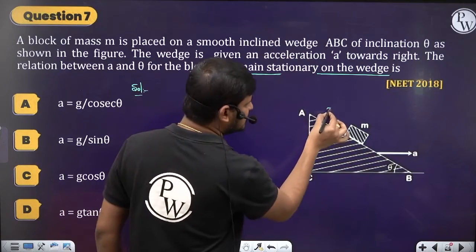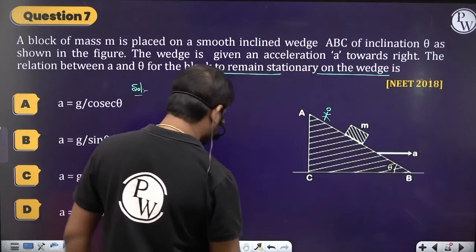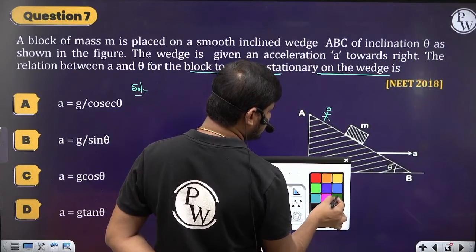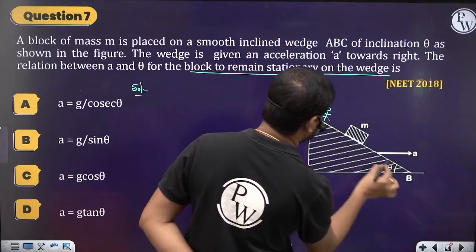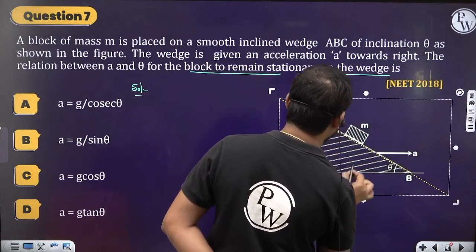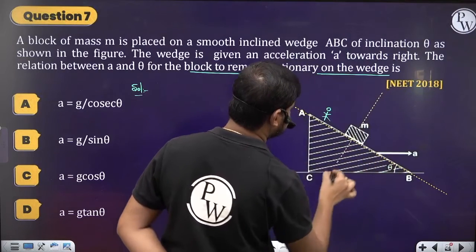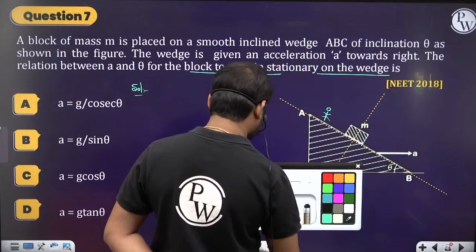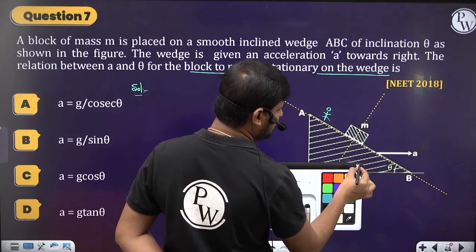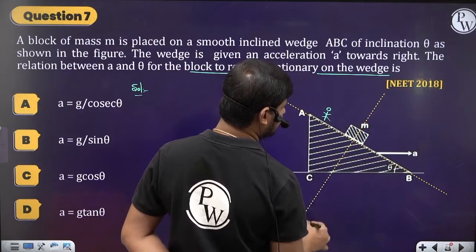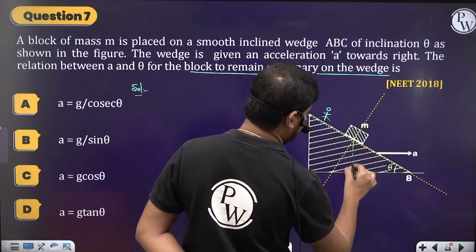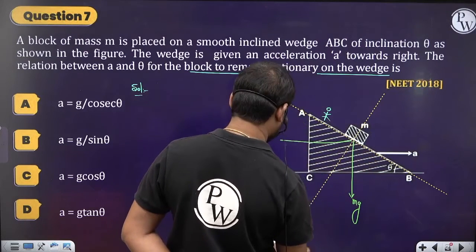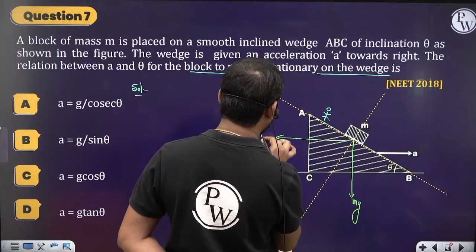So the observer is here, let's suppose. Then what are all the forces? Let's change the frame of reference, guys. How do we change the frame of reference? This is your x-axis and this will be your y-axis now, right? Fine. Now we have changed the frame of reference. What are the forces acting now? It's the weight mg acting downward, and then the pseudo force ma acting to the left side, right?